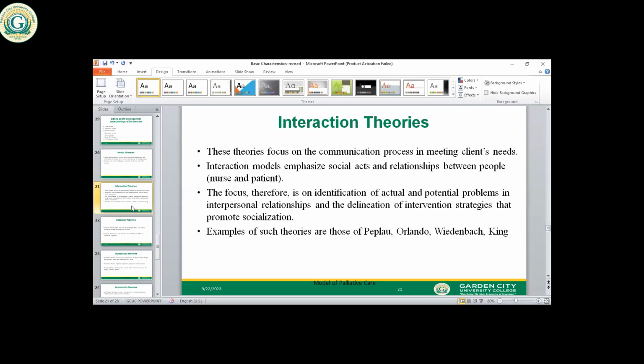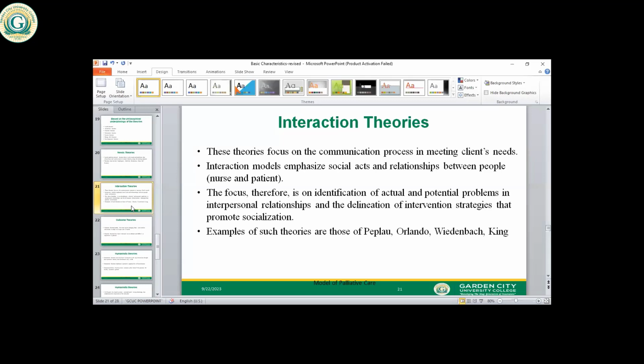The focus is on identifying actual and potential problems in interpersonal relationships, and then how best you can develop strategies to improve or promote socialization. We have examples of such theories propounded by Hildegard Peplau, Orlando, and Imogene King. So they are interaction theories.